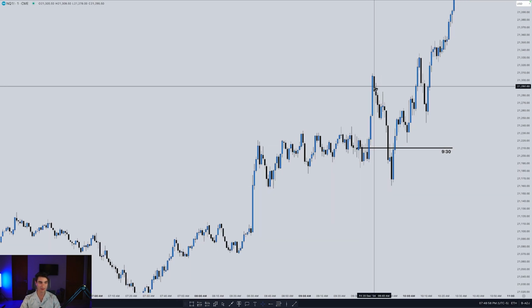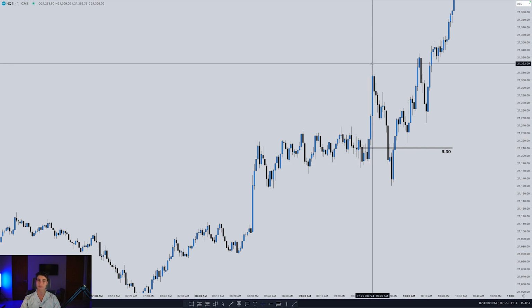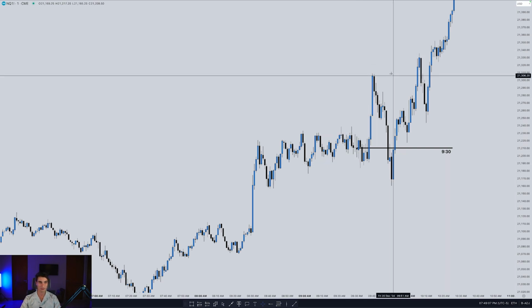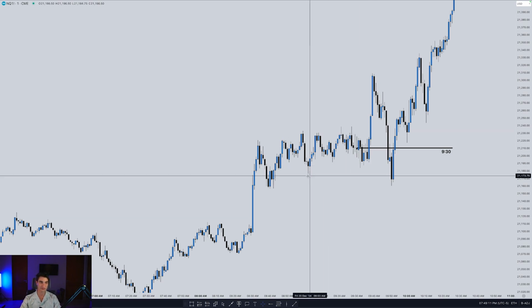So at 9:30, they run it higher first. What that is doing is taking in retail long, right? So they run it higher first. Retail's chasing that move, and now retail's trapped long. Where's their sell stop going to be? Below these equal lows here.